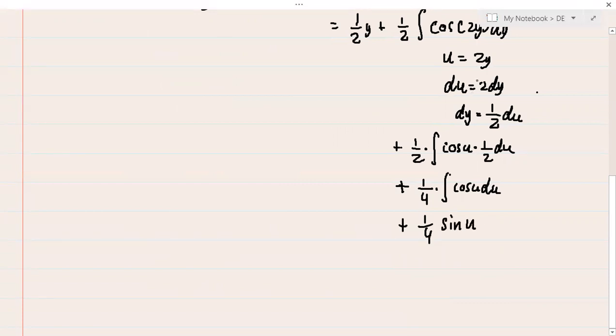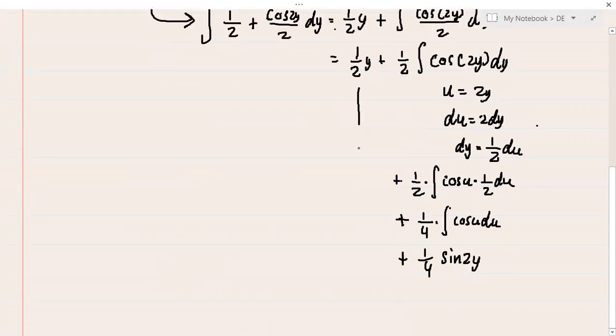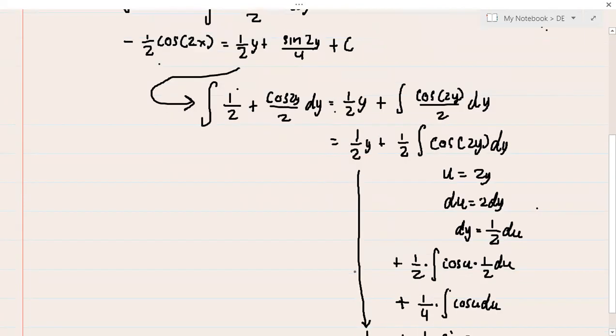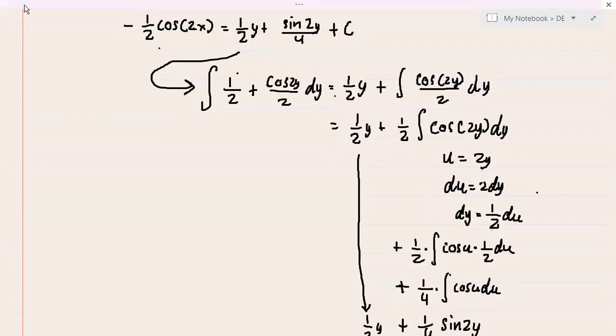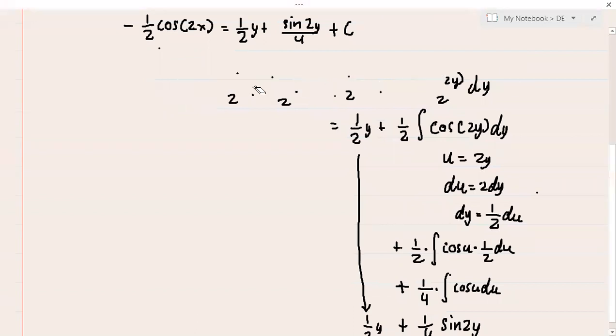Remember that si u ay si 2y, di ba? So magiging 2y na to as a result. So therefore, ang sagot sa right side ay 1/2 y plus 1/4 of sine of 2y. So yun yung ginawa ko rito. Okay? So that's it actually.